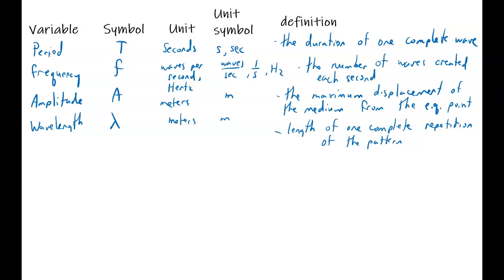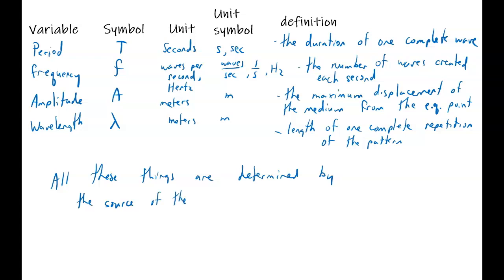So all these things, the amounts are determined by the source of the wave. Not anything else like the material it's moving through, just the source. In the case of the slinky, that was your hand. So whatever your hand is doing, the wave is going to do.